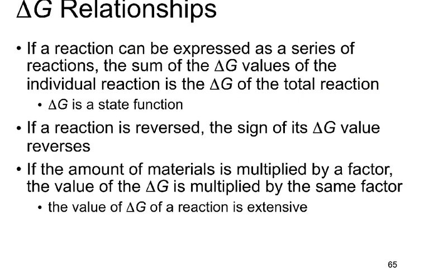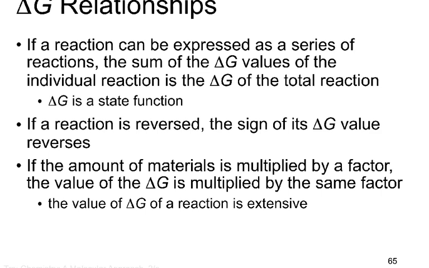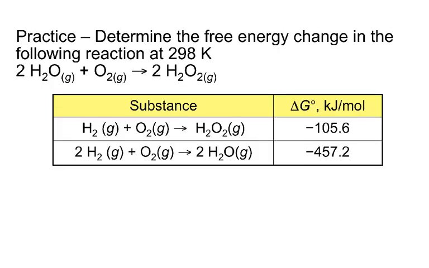All right, what about relationships with delta G? The relationships with delta G are the same as the ones you learned back in Chem 103 for delta H. If a reaction can be expressed as a series of reactions, the sum of the delta G values of the individual reactions is the delta G of the total reaction. In other words, delta G is a state function. If you reverse a reaction, you change the sign on delta G. If you multiply your reaction by a factor, you multiply delta G by that same factor. So same rules as for delta H.